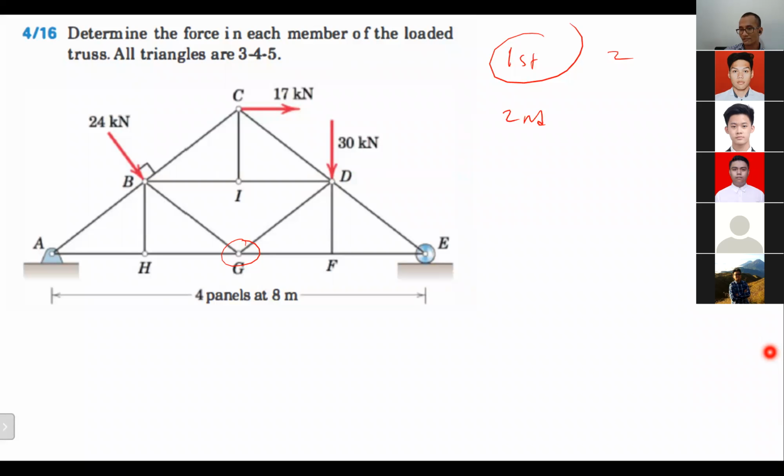Anyone here can guess whether we have a first type of zero force member? Matthew, can you find a first type zero force member here? Is it like BH and BG, sir? BH and HG. No, of course not, HG has a 3-member joint, right? The first type of zero force member is supposed to be a 2-member joint. Yep, Rizky.